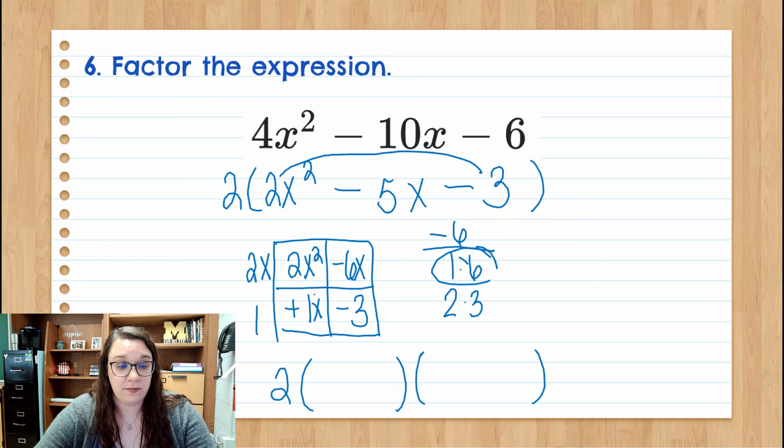From the first column, they both have x's. And the second column, they both have 6 and 3, so I can pull out a 3, and I'll make it negative. I have 2x plus 1, and x minus 3.